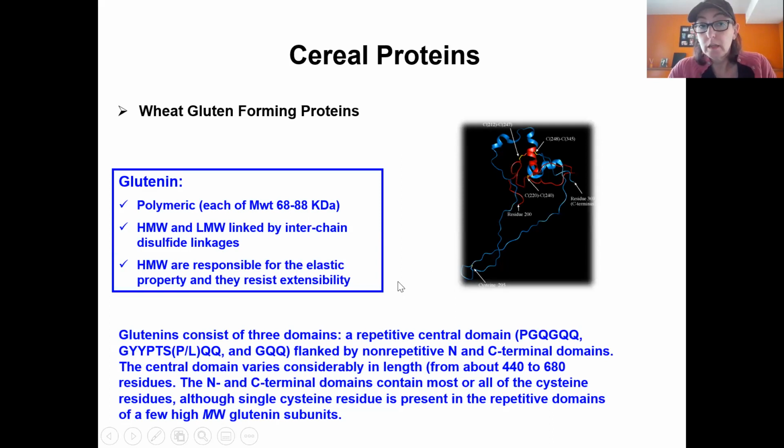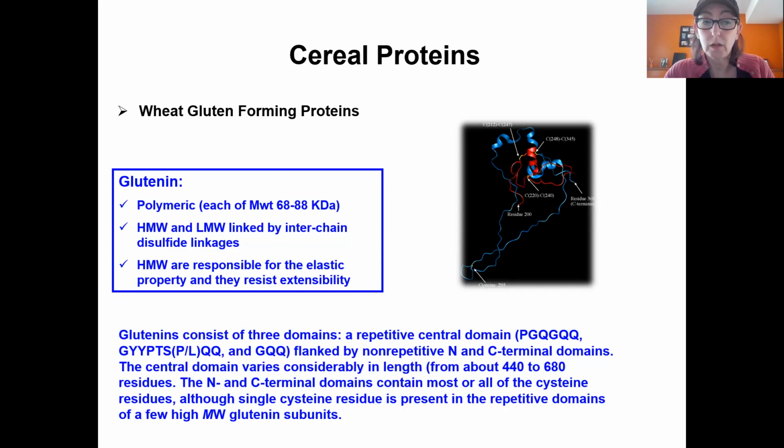So the glutenin, in contrast to gliadin, is polymeric. So it forms a polymer, quaternary structure, mostly by disulfide interchange. So each monomer is around 70 to 90 kilodalton. And we do have two classes. We have the high molecular weight glutenin and the low molecular weight glutenin, but they're linked by disulfide linkages. So under reducing conditions, when we run the gel in reducing conditions, you can see them separate. Under non-reducing conditions, you see them migrating together.